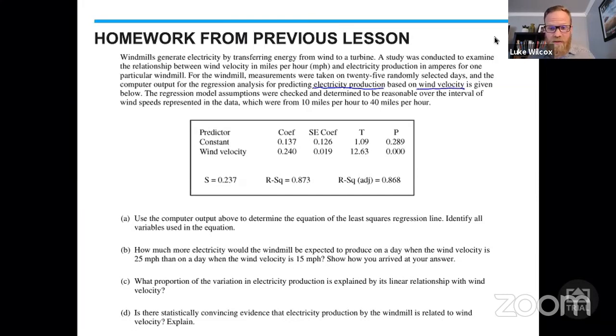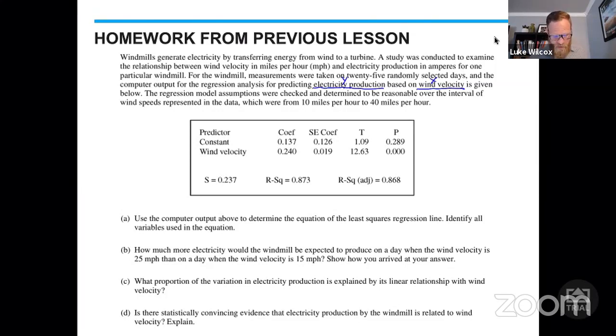So I'm actually going to pause right there because they've given away the two variables for this problem. And I think I can identify which one is X and which one is Y, because I know that we are typically trying to predict the Y value from the X value. And in here, they're trying to predict electricity production. That means that's going to be our Y variable. Based on the wind velocity, that's going to be our X variable. Okay, let me continue on here.